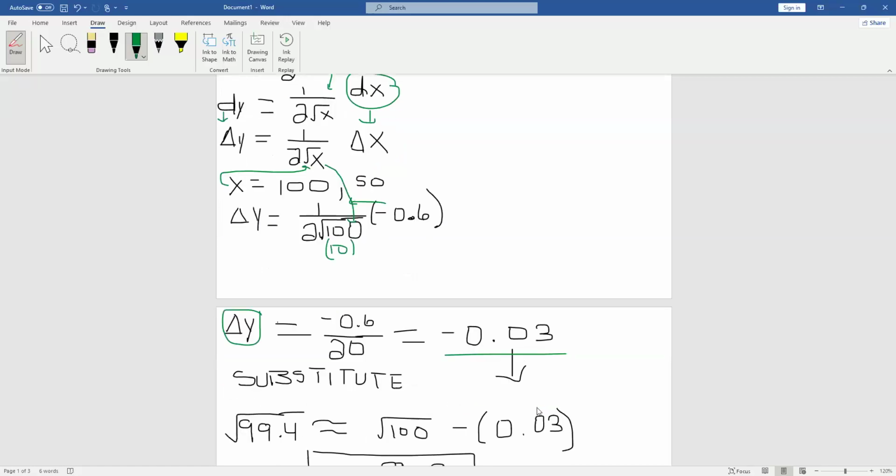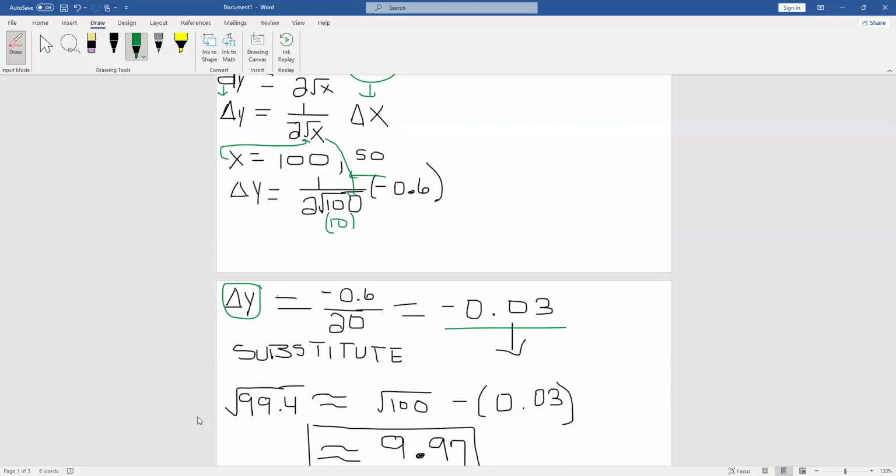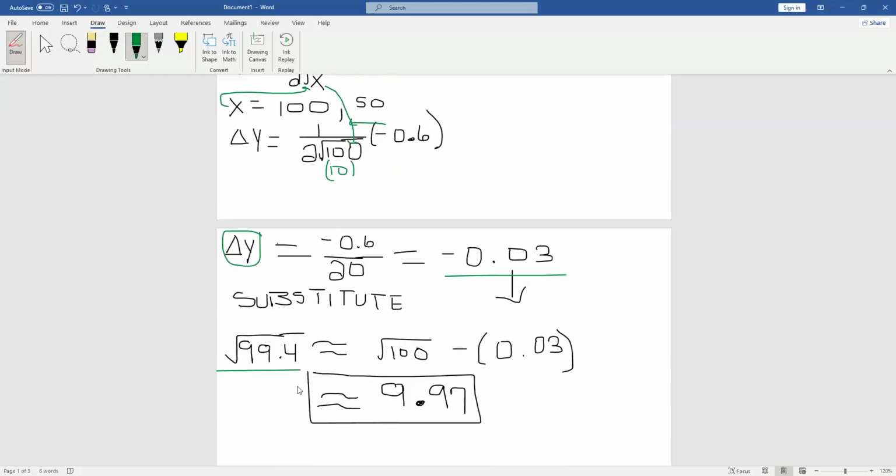So we're going to take this value now and substitute it back into our original setup. Originally, we want to approximate the square root of 99.4, and we said that it's going to be approximately square root 100 minus some value, right? And that change is that change in y that we just found. We're going to substitute that value, negative 0.03, and subtract, right? Square root 100 is 10 minus 0.03. We'll get our answer as 9.97.